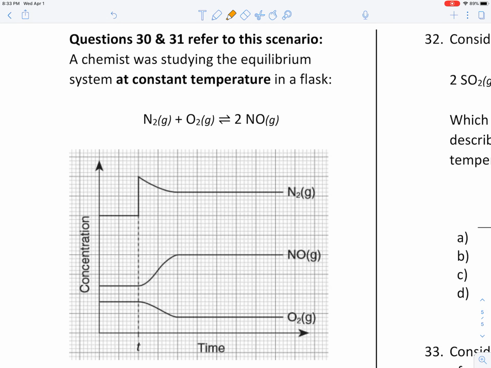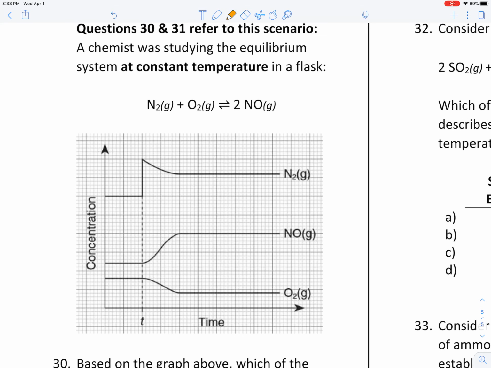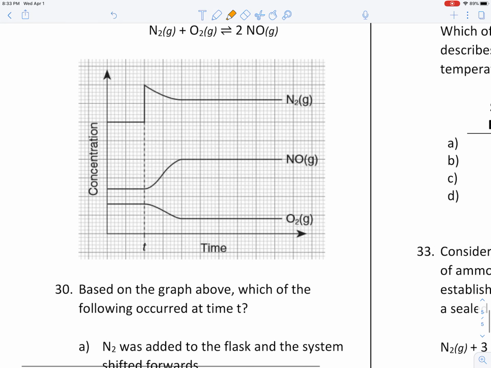Question 30, 31, just four more questions with Le Chatelier and then we're done. A chemist is studying the equilibrium. Nitrogen and oxygen make nitrogen monoxide at constant temperature, and there's a graph here that shows what happens over time. Based on the graph, which of the following would have occurred at time t? I'll let you just look at the graph. What occurred at time t during the equilibrium? Pause the video and see if you can figure that out.